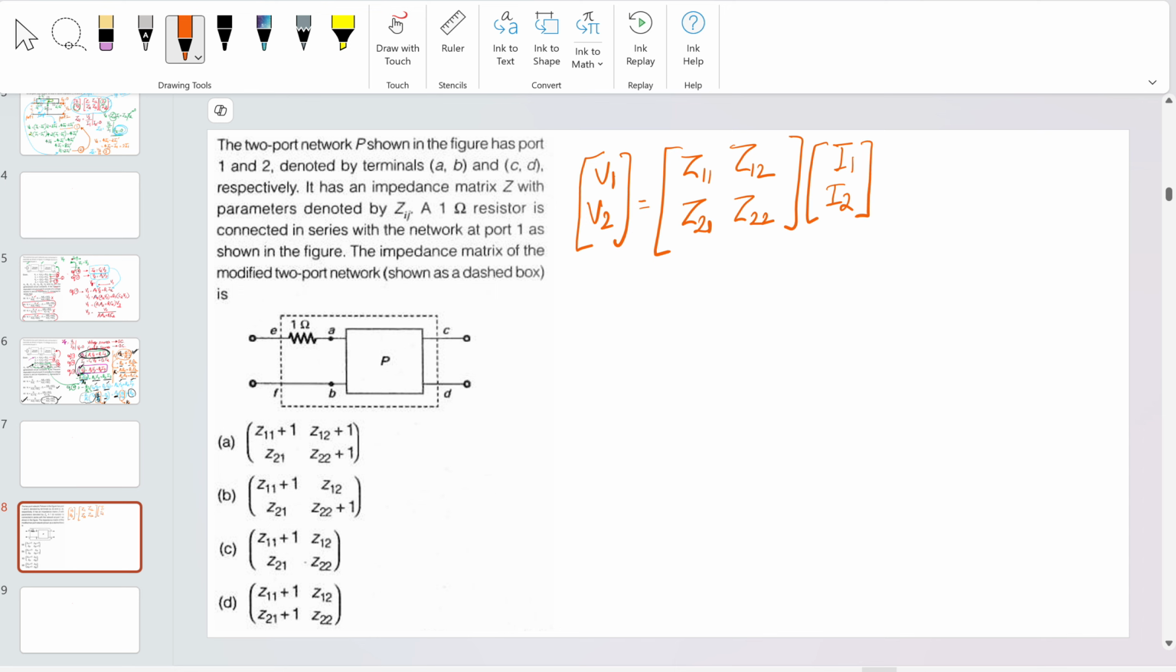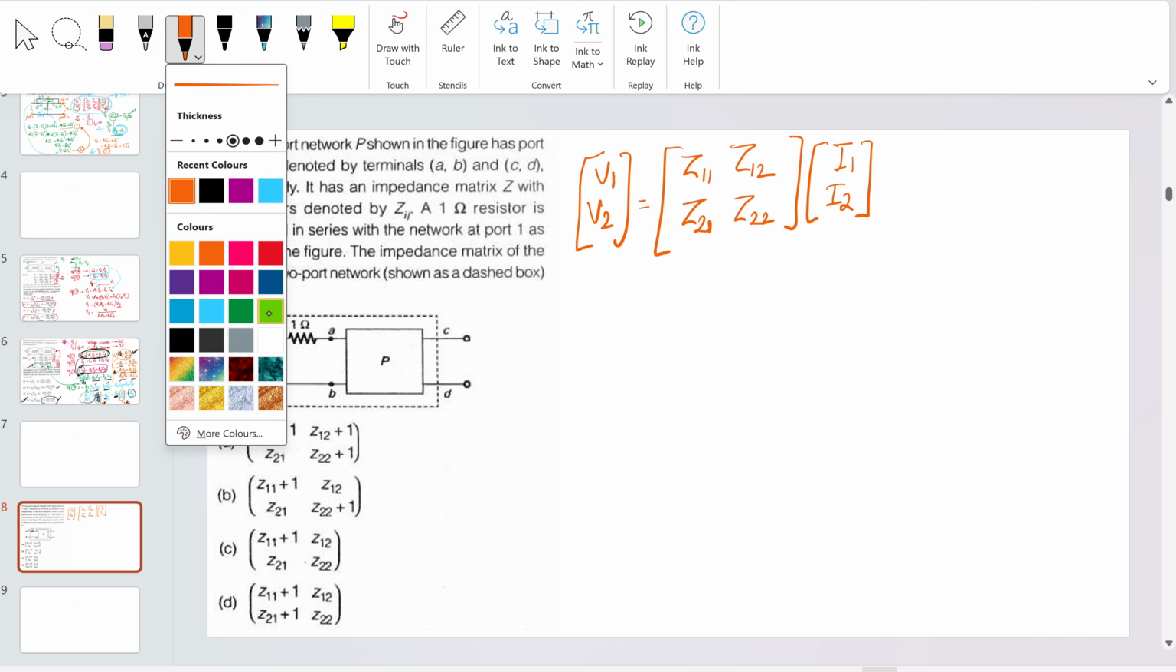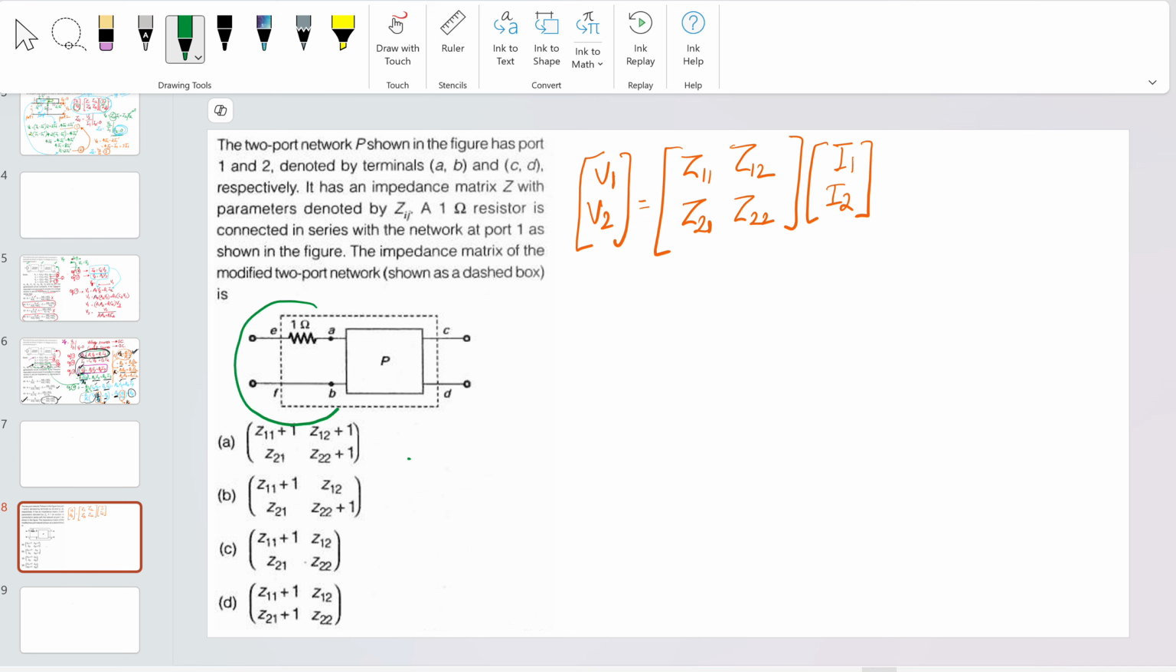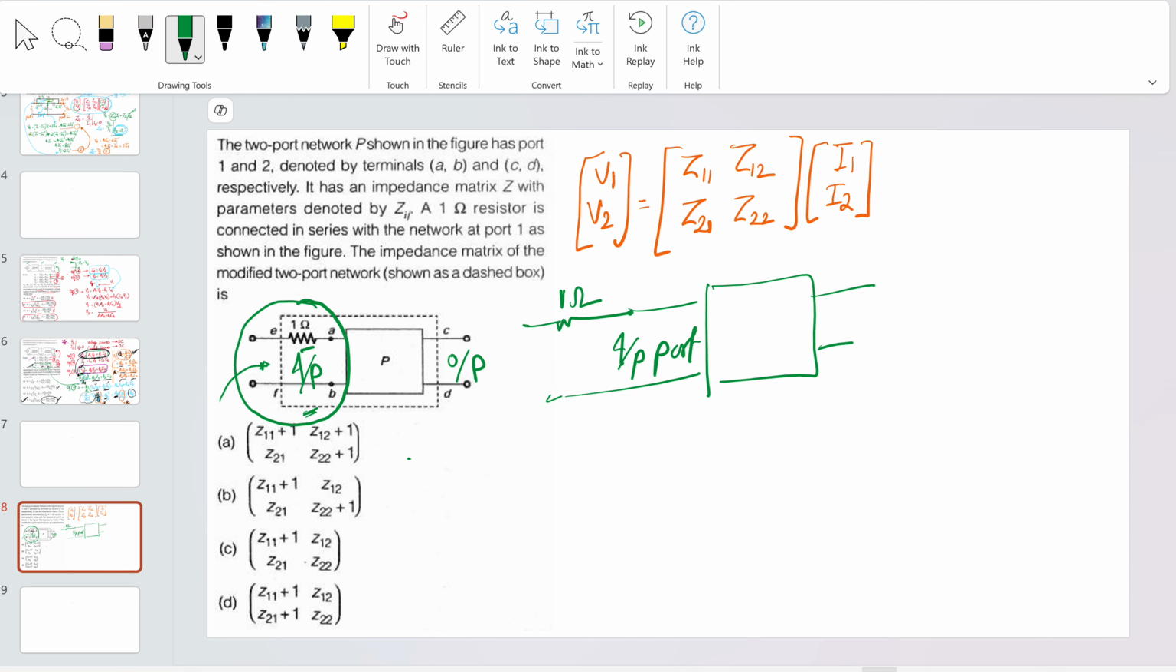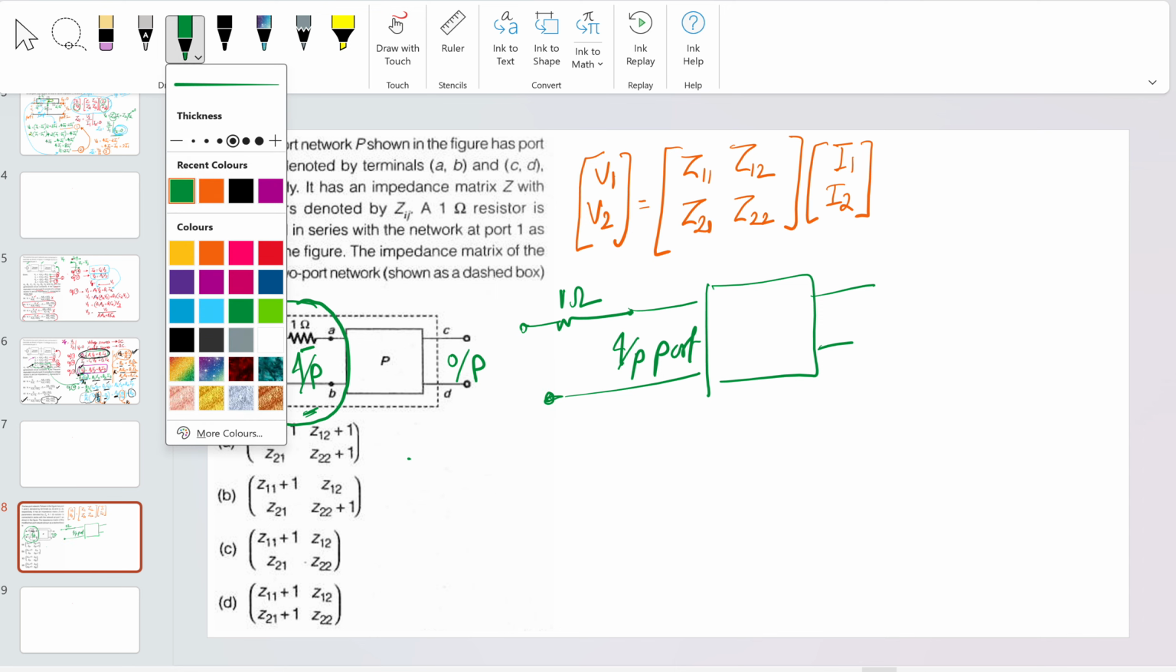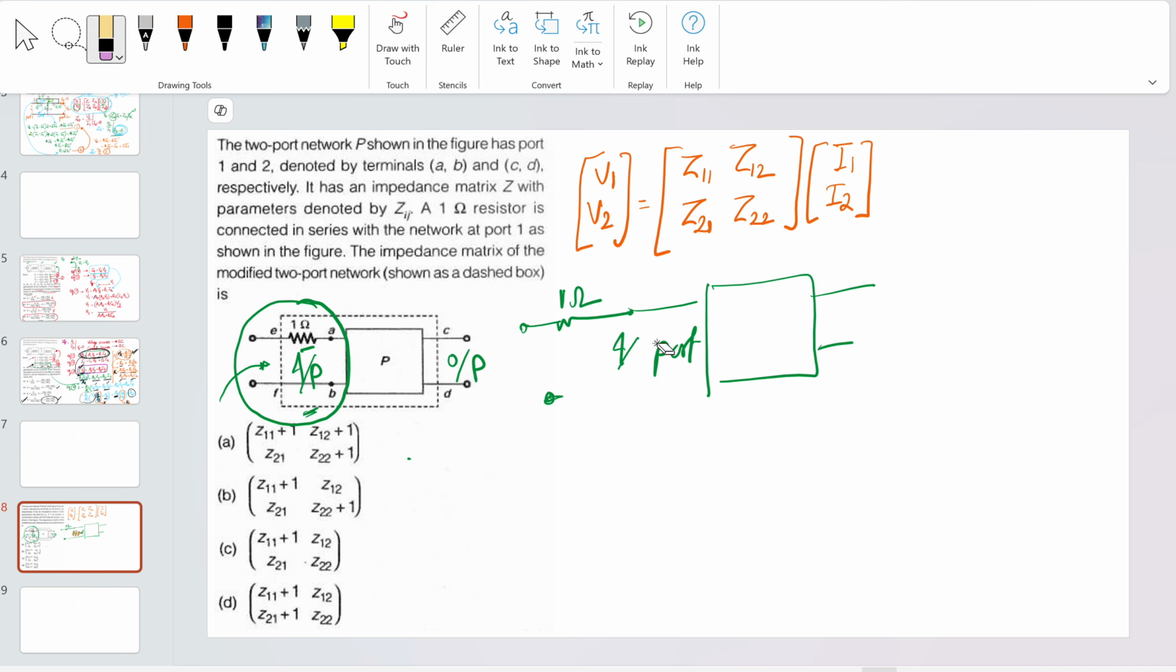If you see in this question, from port 1 only, the input side only will be affected, not the output side. Why? Because they have added one series impedance, which is basically a constant value, at the input port side. So the output port will not get affected by this. Let me assume a few things here. Let me erase this.